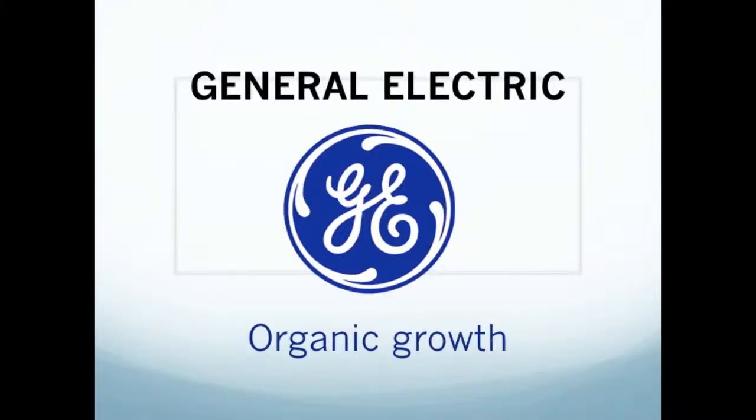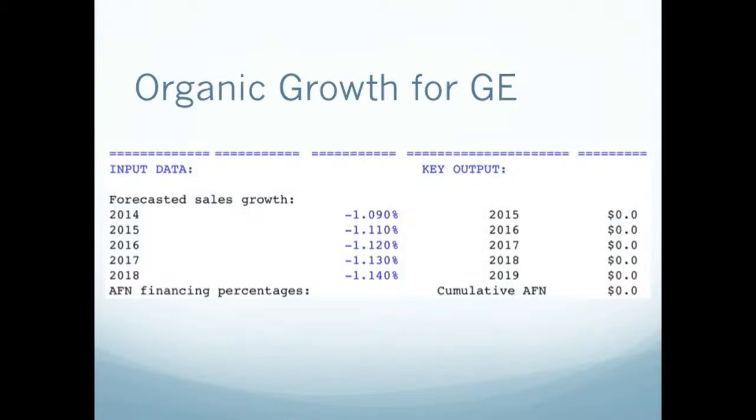For this project, I'm going to evaluate General Electric, but assuming that it will grow organically, meaning that I will not take into account any profits or growth acquired from takeovers or acquisitions or mergers. I started by calculating the forecasted growth rate that would provide the company with zero additional funds needed. The calculations showed that the average growth rate of 5 years will be around negative 1.10%.